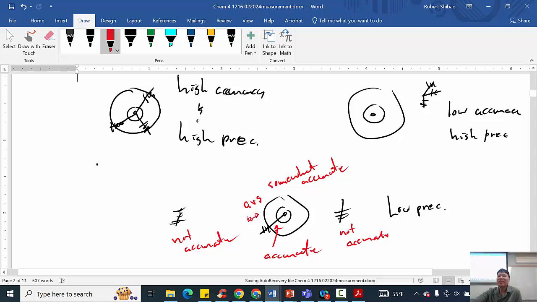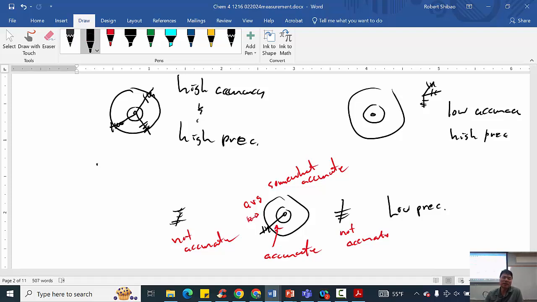What if the average is right in the middle? Then which one would be the best? Would you say A, B, or C? We want both. So we want both accuracy and precision. So even if the average was right in the center, bullseye, we still prefer A because it has both high accuracy and high precision.